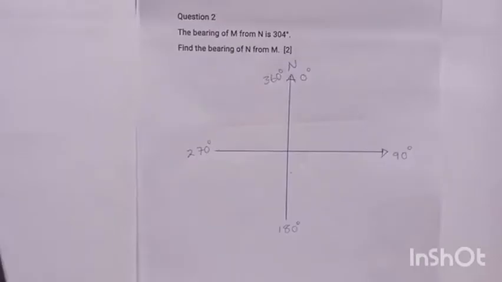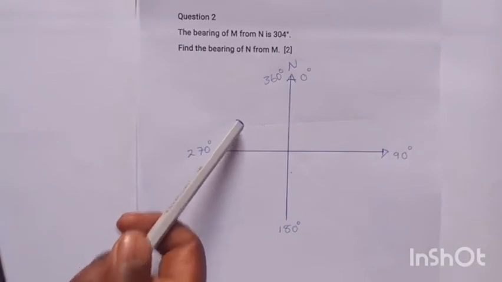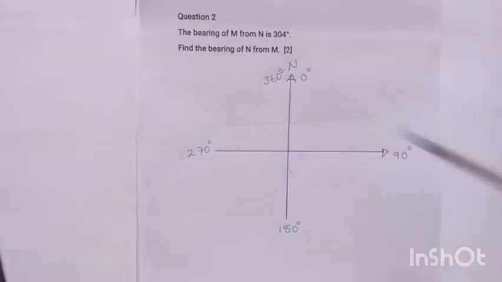Shalom class, welcome back to question number 2. The bearing of M from N is 304. Find the bearing of N from M, 2 marks. So the first thing, we need to sketch 304 degrees. 304 degrees is between 270 and 360, so it is located in the 4th quadrant from the North Pole.